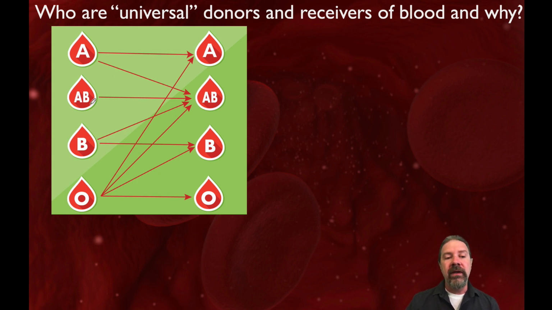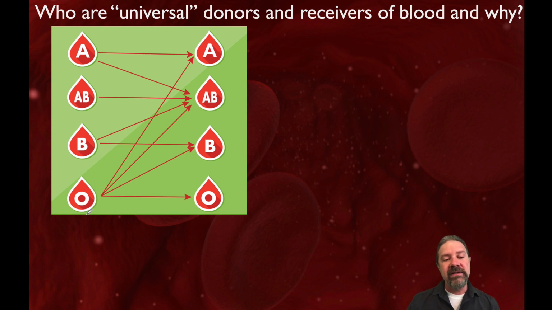If we go right in the middle and hit AB blooded people, notice that they can donate to other AB blooded people. That makes sense. But again, A, AB, B, and O can all donate to AB blooded people because there's no anti-A or anti-B antibodies. And that makes AB blooded people the universal recipient of blood.